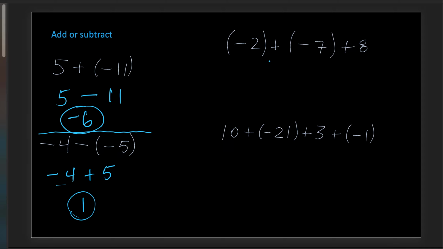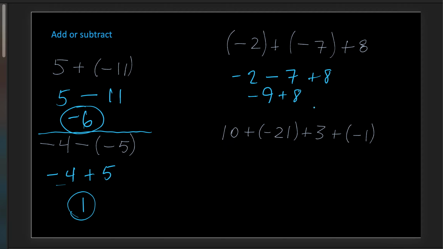Now we have a bunch of parentheses here we need to get rid of. This negative 2 doesn't need parentheses. Here we have a plus minus next to each other, so negative always wins. Write down the 7 and bring down the 8. We always go left to right, one thing at a time. So say you spent $2, then you spent $7 more. That means you're in debt $9.